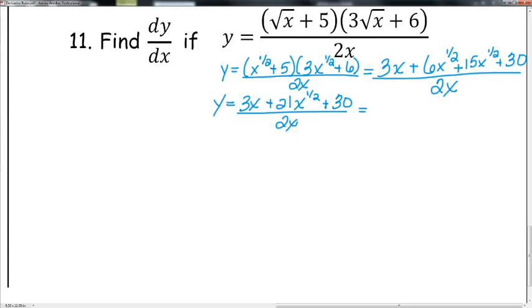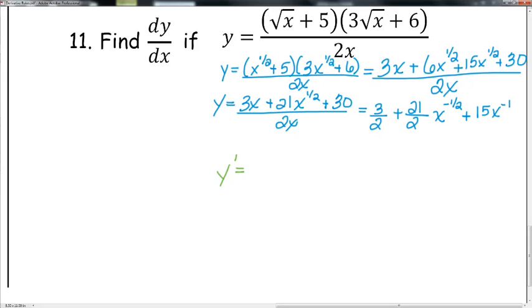So if I split these guys up, I have 3x over 2x, which just gives me 3 over 2 because my x's will cancel, plus 21 over 2, and then my x's is 1 half minus 1, so x to the negative 1 half, and then 30 divided by 2 is 15, and my x is in the denominator, so it's x to the negative 1. So now I'm finally in power form, and now I can go ahead and take my derivative.